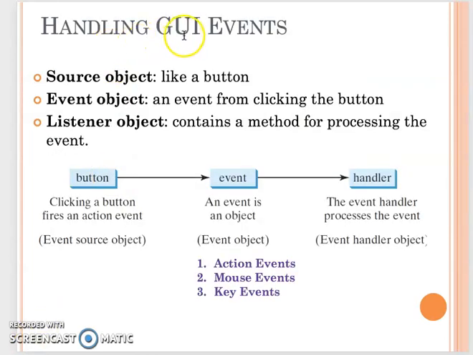To handle the GUI event, we have 3 important components. The first thing we call the source object. Like earlier, we know the user will click on the button. This button is our source object, the object the user uses to launch the event, so that we can start processing. This we call the event source object.